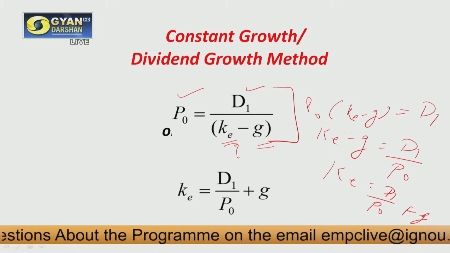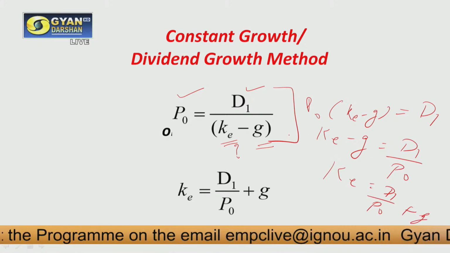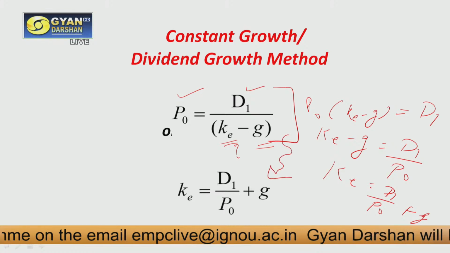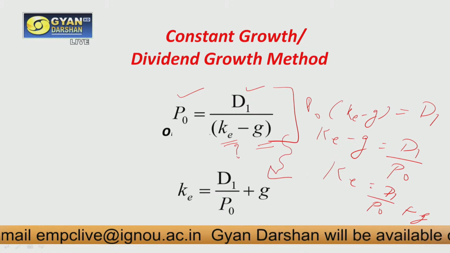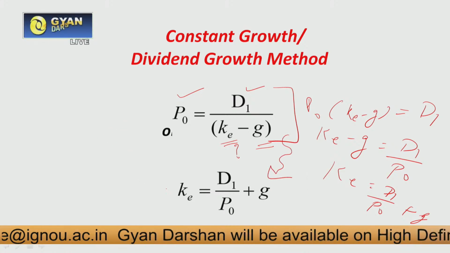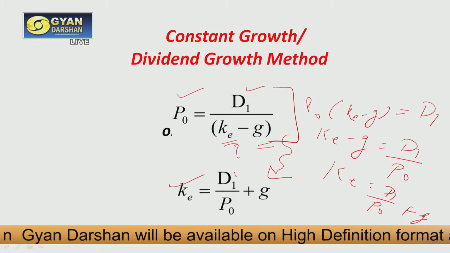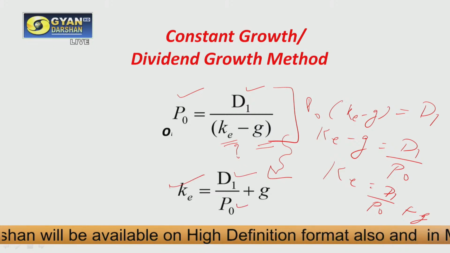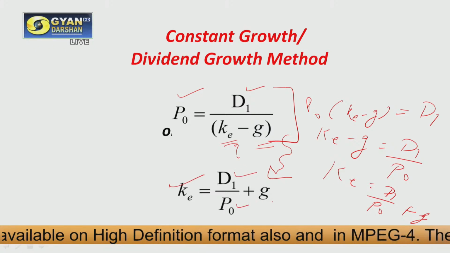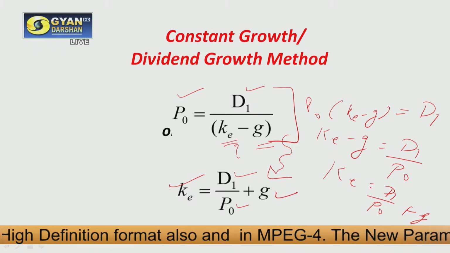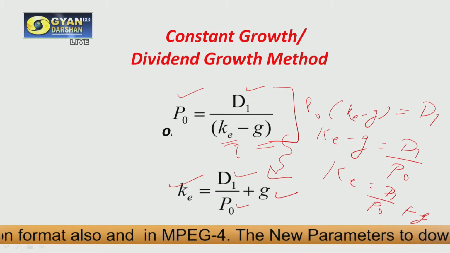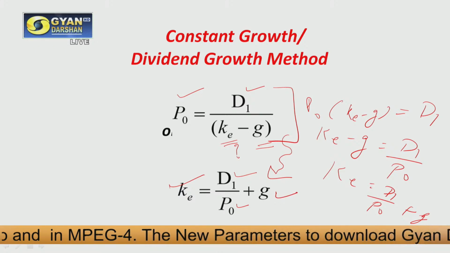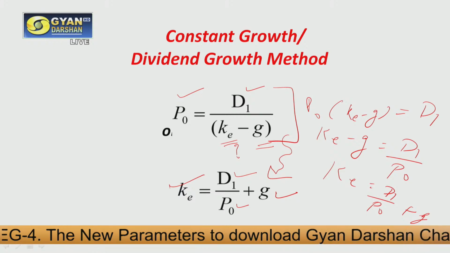So by arranging this equation, we will reach this equation wherein we can calculate the value of KE, which is equal to dividend declared at the end of first year divided by price of share, value of share, plus growth rate. So this is the formula we can use when we have constant growth, or we may also call this dividend growth method.